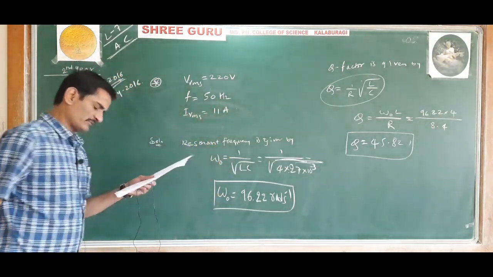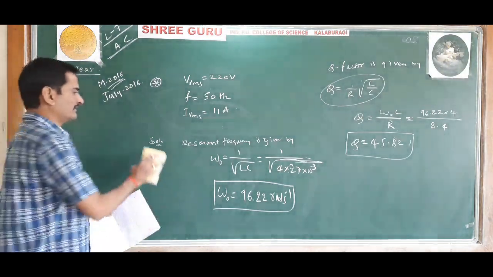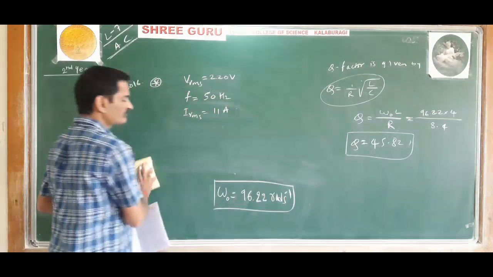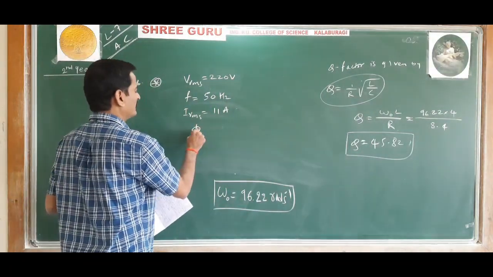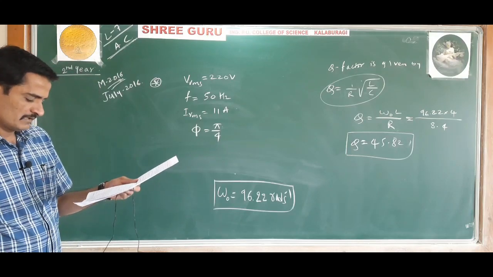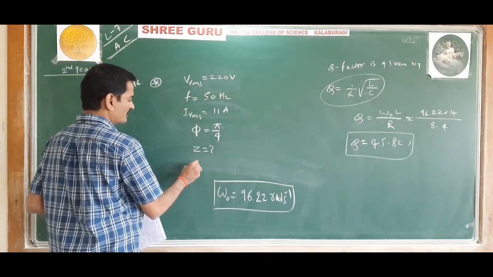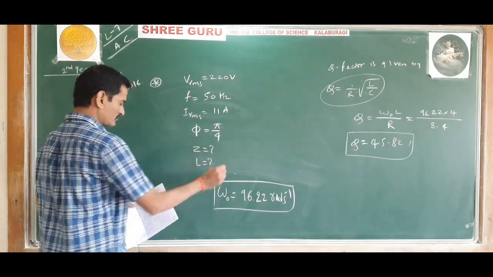That is nothing but the RMS value of current flowing in the circuit, and the phase angle between voltage and current, that is phi, is given. Phase angle between voltage and current, phi is equal to pi by 4 radian. Calculate the impedance and inductance of the circuit. So Z is equal to question mark and L is equal to question mark.